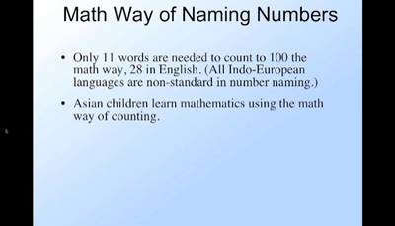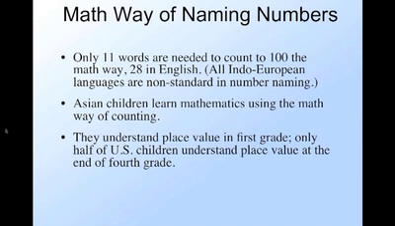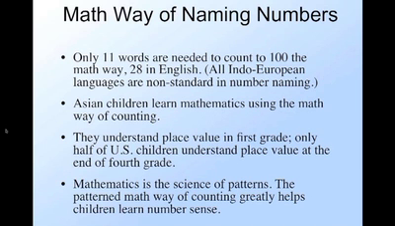There's only 11 words needed to count to 100 the math way, whereas there's 28 in English. Asian children learn math with the math way of saying the numbers, and they understand place value in first grade, whereas only half the US students understand place value at the end of fourth grade. Think about it. How many tens are in 2-10 7? Well, duh. It's kind of like, what's your name, Bob? It's 2-10. It's right there, 2.